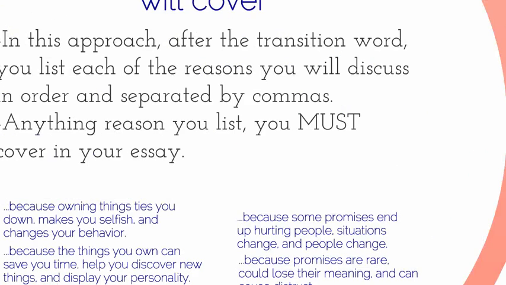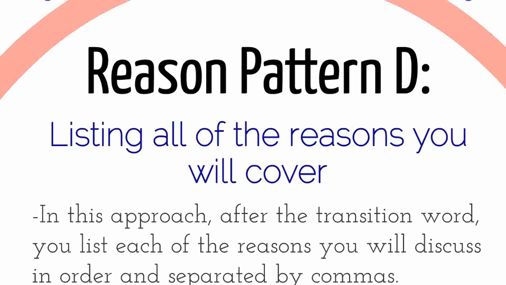Okay, back to it. Pattern D for the reason section of your thesis would be listing all of the reasons you will cover. This is the safest way to do the reason portion of the thesis statement because whatever you list here are the exact things you will cover in your paper. There's no confusion. You don't have to make sure they fit underneath the overarching reason or anything like that. What you list is what you'll write about.